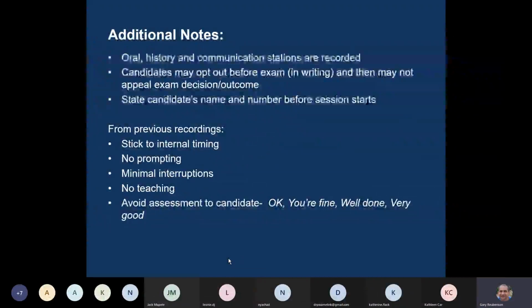Okay, so outside of COVID stuff, the oral history and communication stations are all recorded. With COVID, essentially all of them are recorded. You, as a candidate, may opt out of recording for those stations, but we strongly suggest you don't do that.